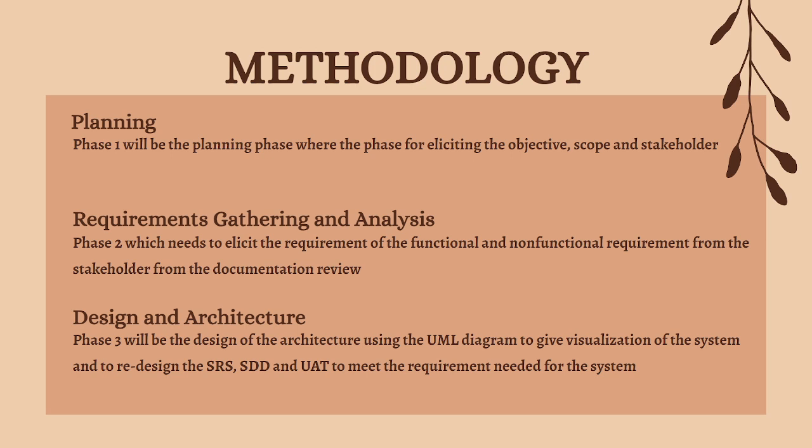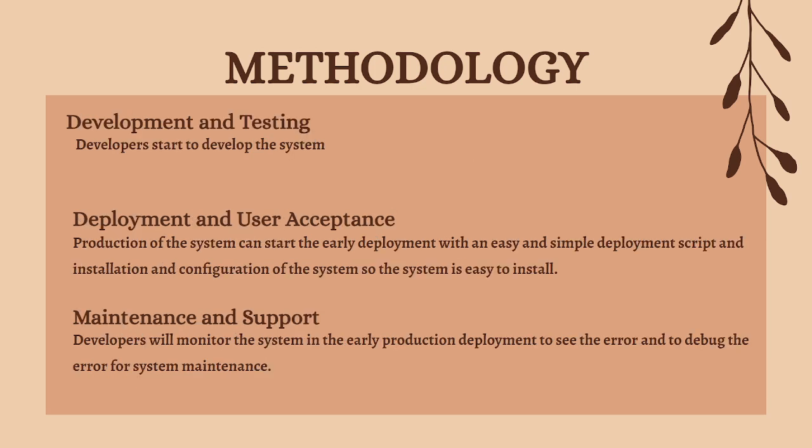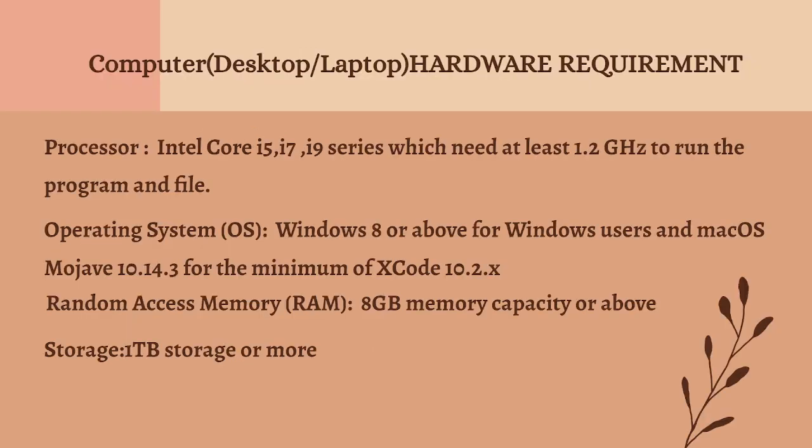Next, phase three, which is design and architecture. In this phase, we will design the architecture using UML diagrams to give a visualization of the system, and redesign the SRS, SDD, and UAT. Development and testing is the phase where the developer team will start to develop the system by entering the code. Next, deployment and user acceptance, which is the production of the system, can start with an early deployment using an easy and simple deployment script. Maintenance and support is where the developer will monitor the system in the early production deployment to see and debug errors for system maintenance.